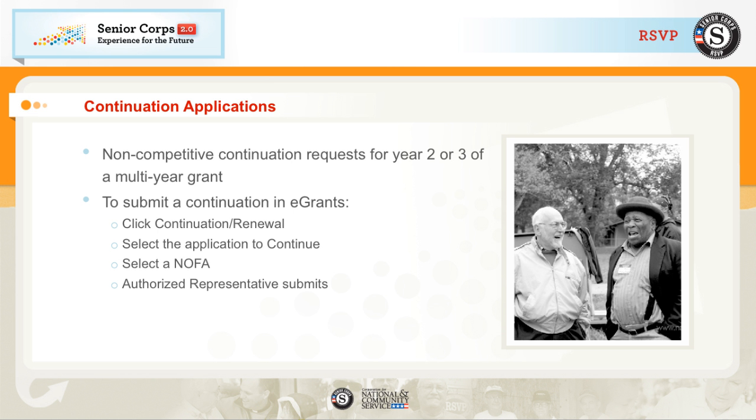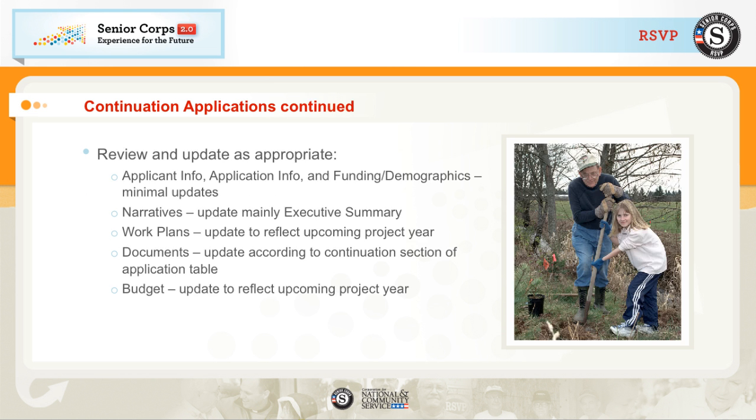When you prepare to submit your continuation requests, various sections of the application will need to be updated. In the Applicant Info, Application Info, and Funding Demographic sections, updates should only be made if there have been significant changes at your project or organization. In the project narratives, the executive summary should be reviewed and updated to ensure that the outcomes reflect any changes made in the work plans. All other narratives should only be updated if the information is no longer accurate due to project or sponsor organization changes. If the other narrative information is still accurate, leave it unchanged in the continuation application.